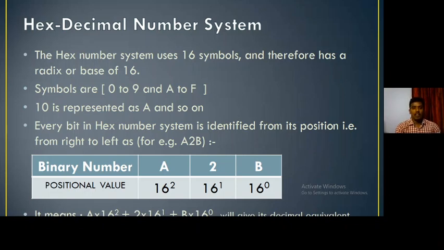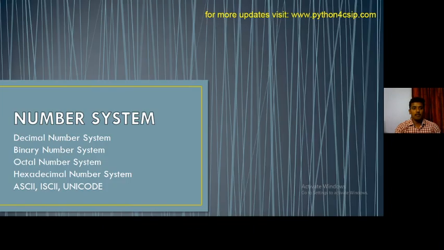So 0 to 15. Up to 0 to 9, we write it as one digit. From 10 onwards, we write 10 as A, 11 as B, and so on like that, it will continue up to 15. These are the four basic number systems we have.